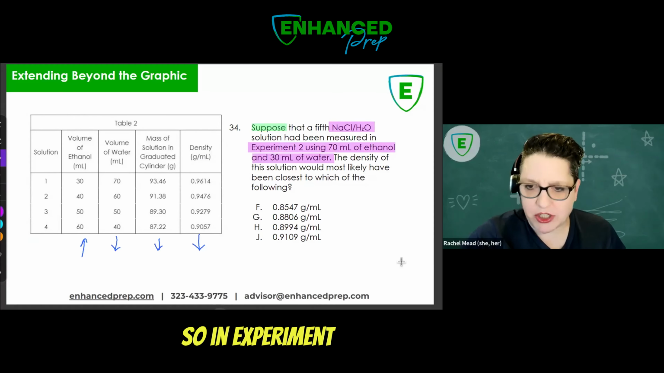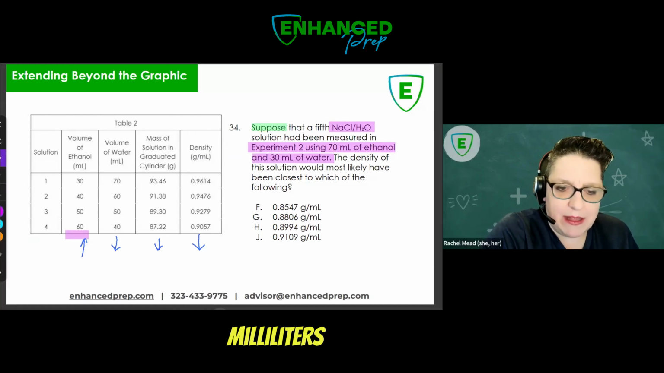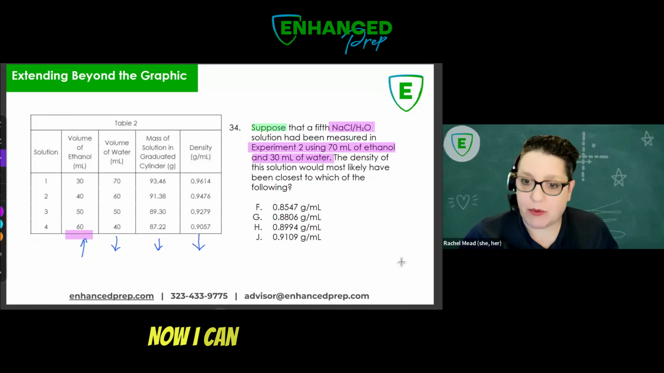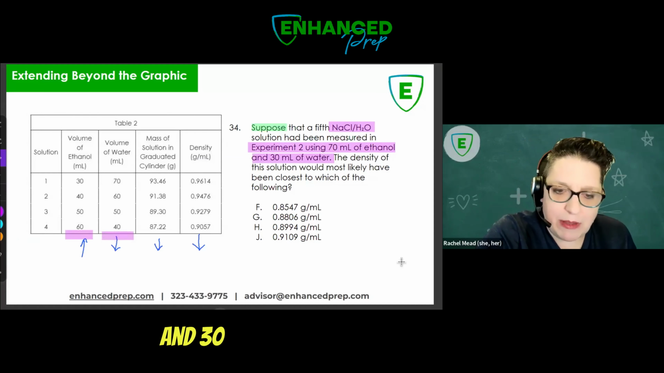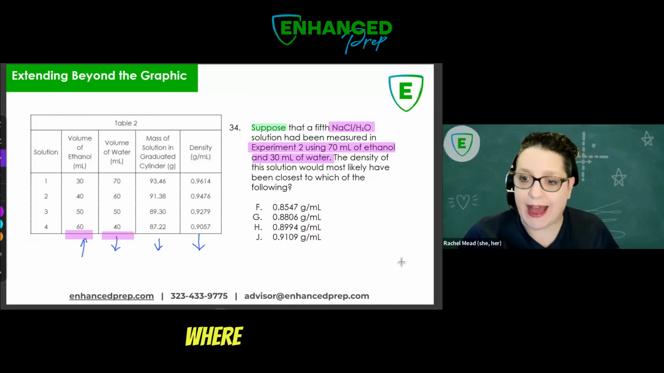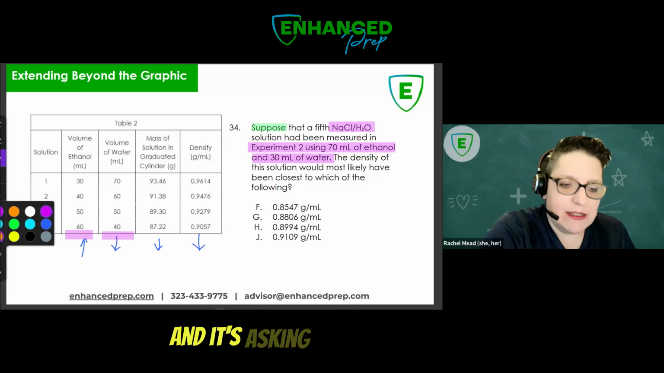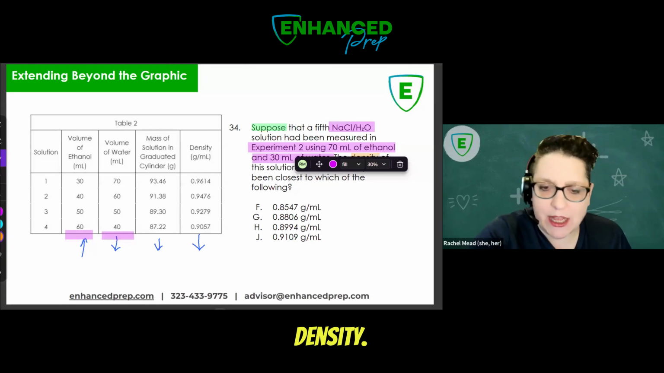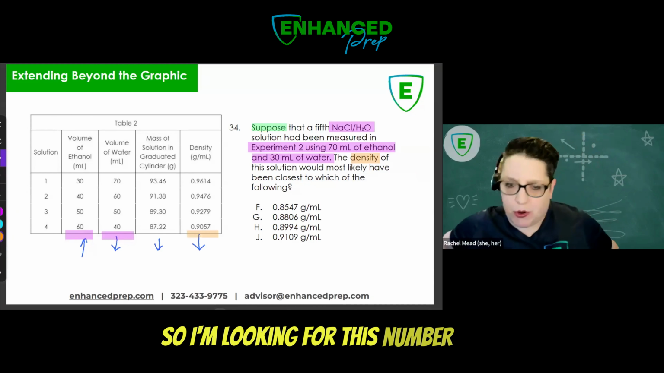So in experiment 2, I'd have 70 milliliters of ethanol. Now I can see where that's coming into play. And 30 milliliters of water, I can see where that is coming into play. And it's asking me to solve for my density. So I'm looking for this number over here.